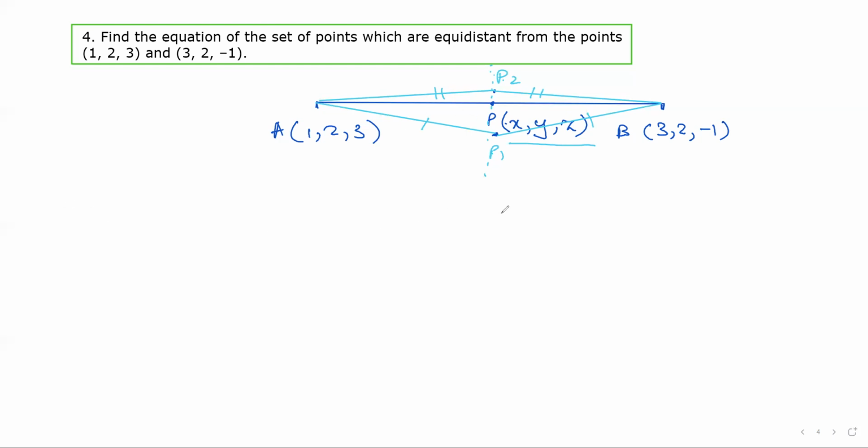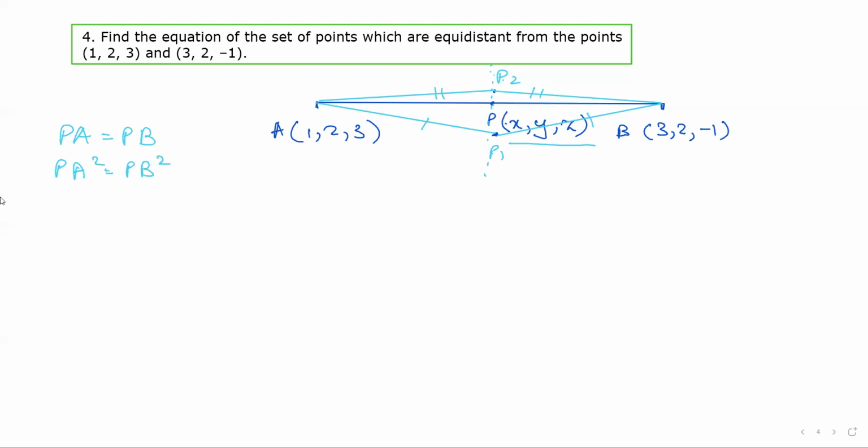Now, how can we achieve such a goal? How can we get this equation? By using the condition. The condition is these points are equidistant from the points A and B. So let's consider point P with a generalized value x, y, z. It's given that P is equidistant from A and B, which means PA is equal to PB. This means PA square will be equal to PB square.